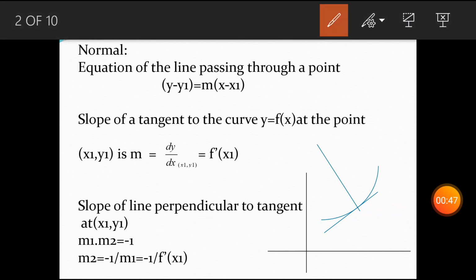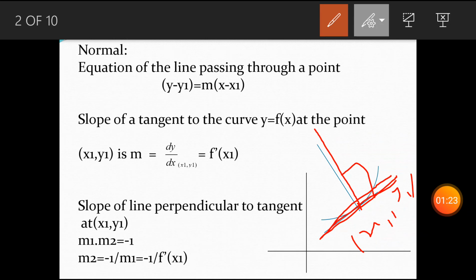See, in the last video I discussed with you what a tangent is. A tangent is just a line that touches a curve at a point. Suppose the point is (x1, y1), then a line that touches the curve at this point is called the tangent. And what is a normal? A normal is the line that is perpendicular to the tangent at this particular point only. So if you know the tangent, you can easily calculate the normal. That's why I said it's very important for you to understand the geometry of the tangent.